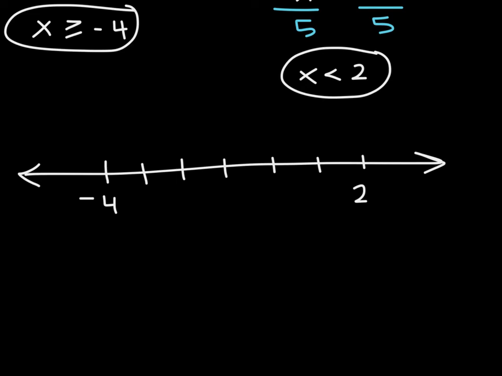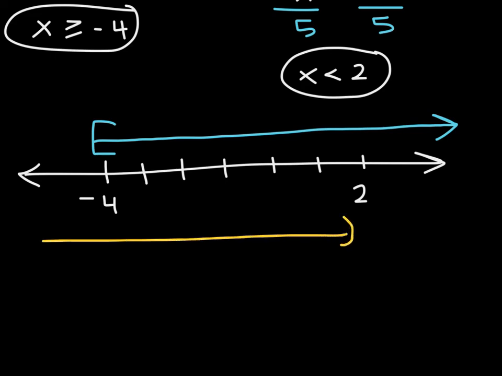I am going to plot this one first. Anything greater than or equal to negative 4. Follow me. Greater than or equal to negative 4. This will not be my final graph. I'm just brainstorming at the moment. The next one says less than, anything less than 2. Anything strictly less than 2. Look at this.